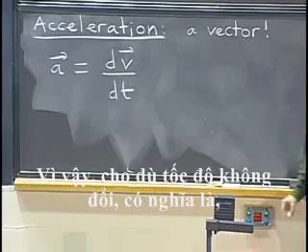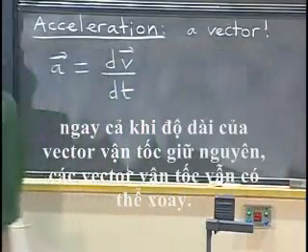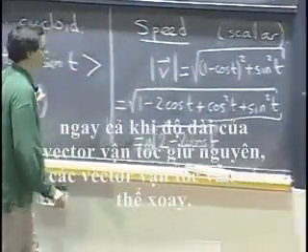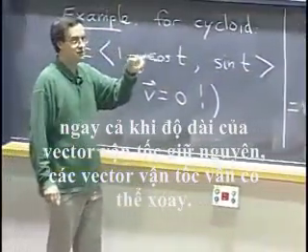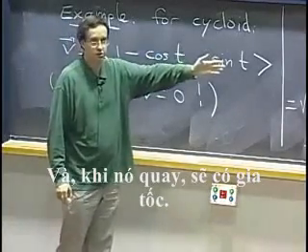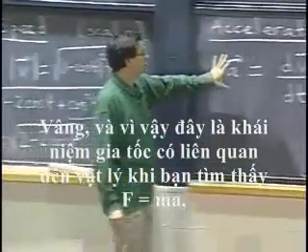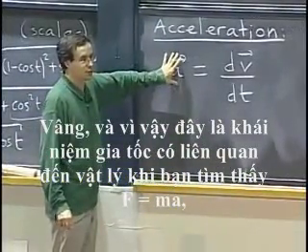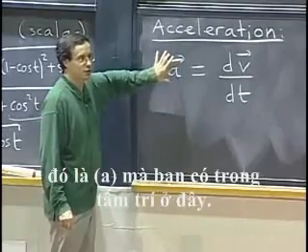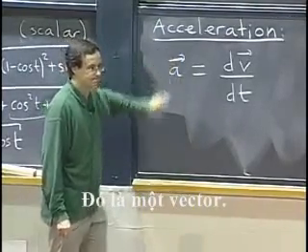So even if the speed is constant, that means even if the length of the velocity vector stays the same, the velocity vector can still rotate, and as it rotates, that produces acceleration. Okay? And so this is the notion of acceleration that's relevant in physics. For example, when you write F equals ma, that's the a that you have in mind here. It's a vector.